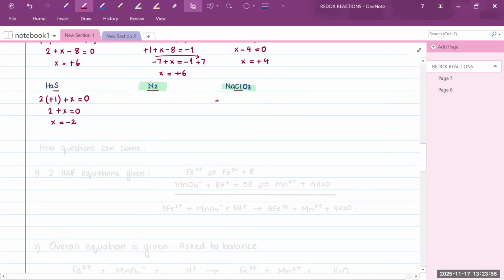So the oxidation number of Na+ is +1. We don't know the oxidation number of fluorine. Usually it is -1, but since, wait, let me tell you.